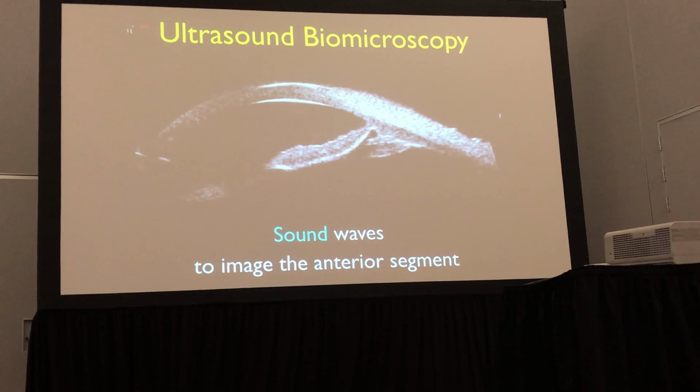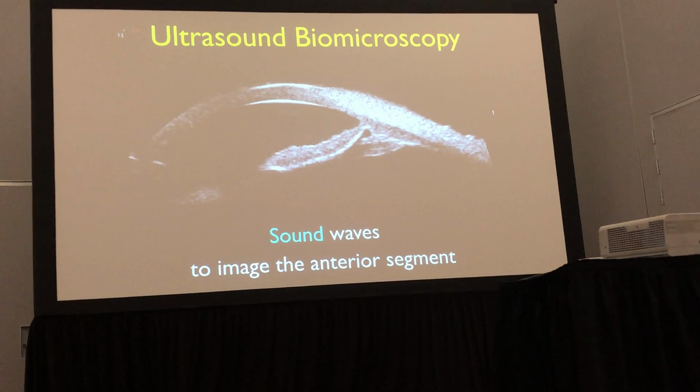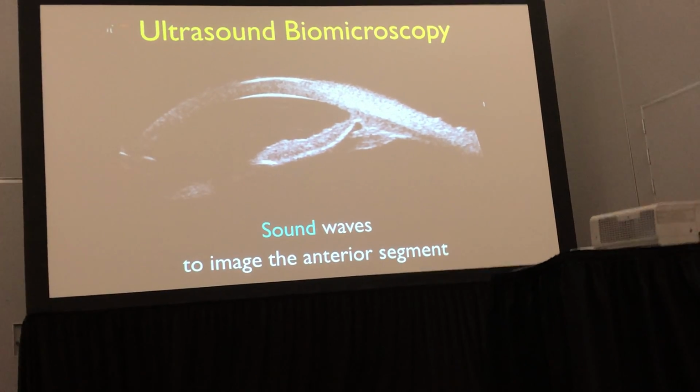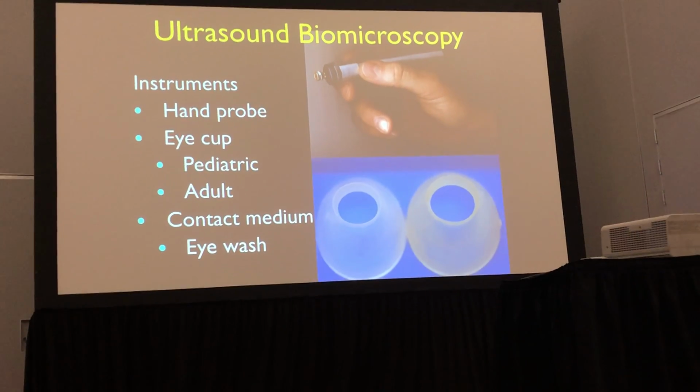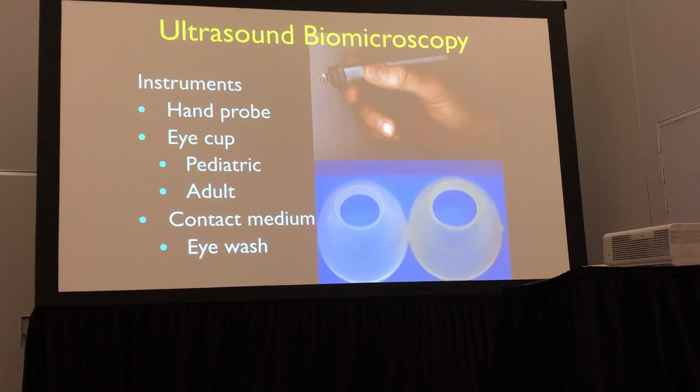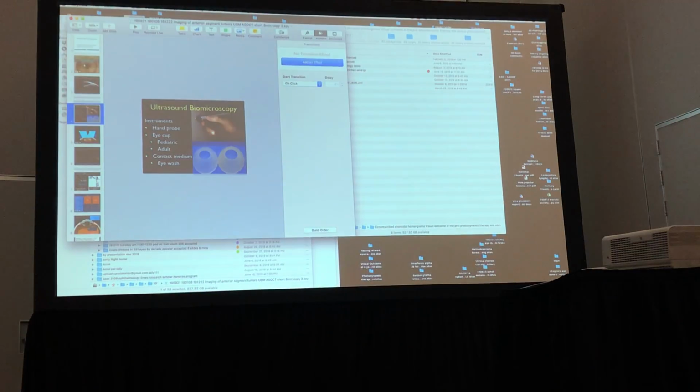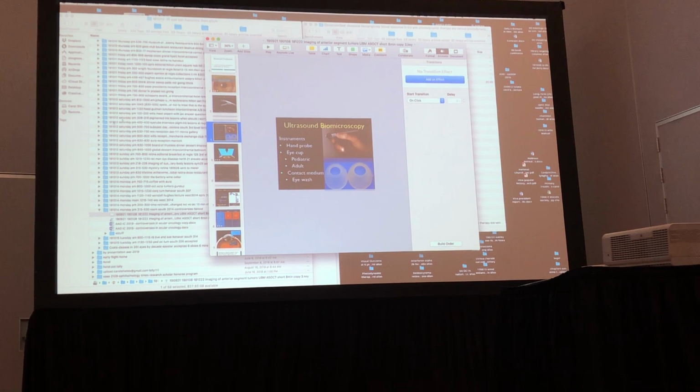So UBM uses sound waves to image the anterior segment, as shown in this illustration, and UBM is an instrument that's handheld. I'm going to switch to a shorter version. I have a shorter version of this, which will make it easier.